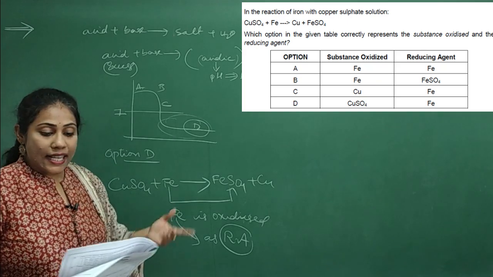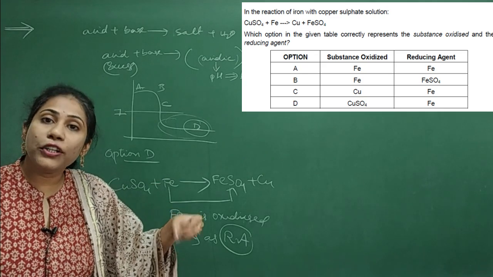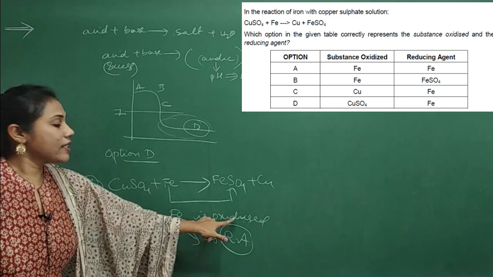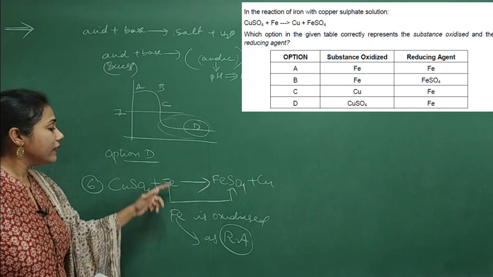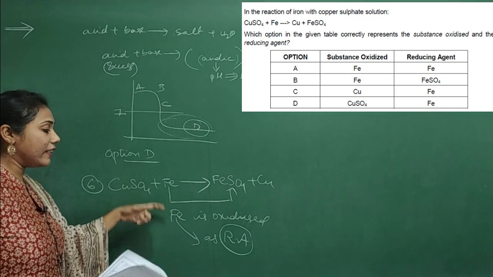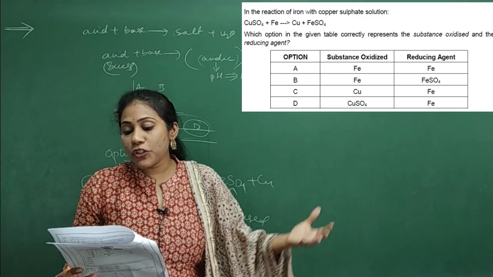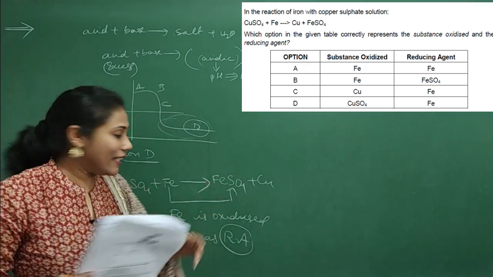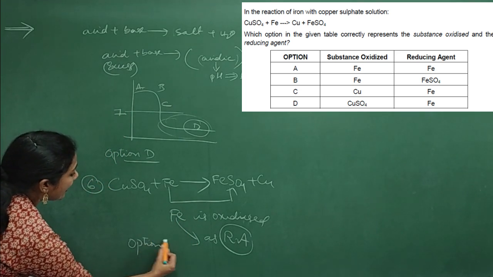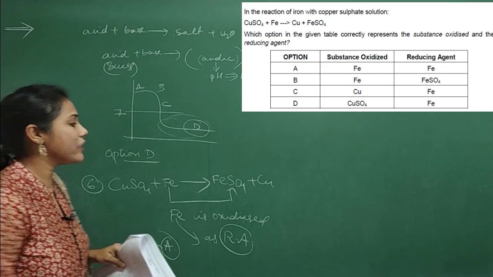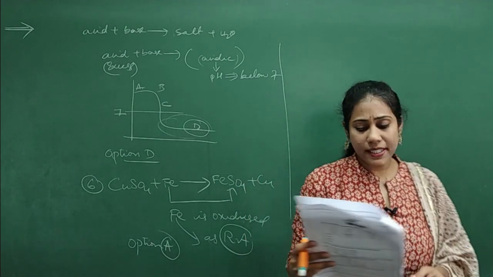Here they are asking which is oxidized and which is the reducing agent. Iron is oxidized. Iron is the reducing agent. So the one which is oxidized is iron and the reducing agent is also iron. So iron, iron. In which option will you find it? Option A, right? So the correct answer for the sixth question is option A. Very good question. And coming to question number 7.